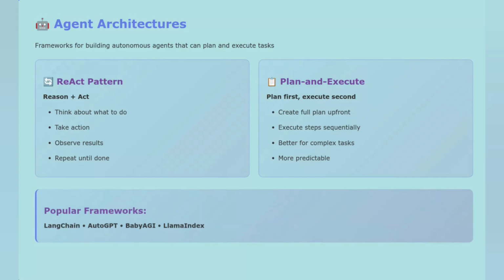Now, let's talk about agent architectures, the frameworks for building truly autonomous agents. There are 2 main patterns here.